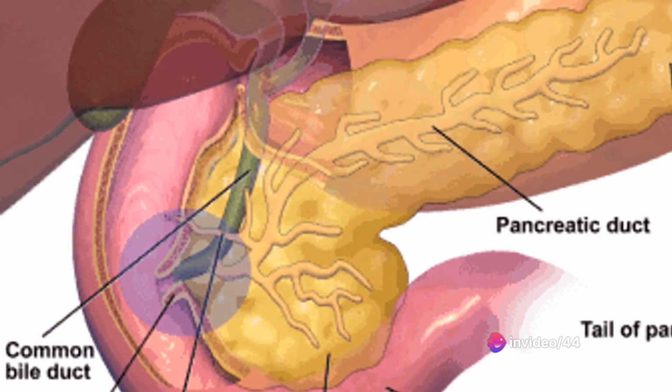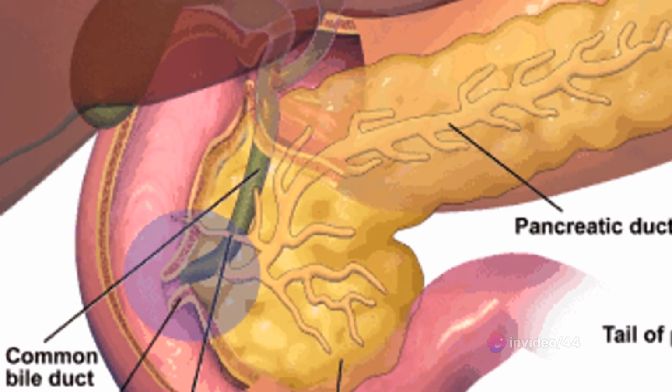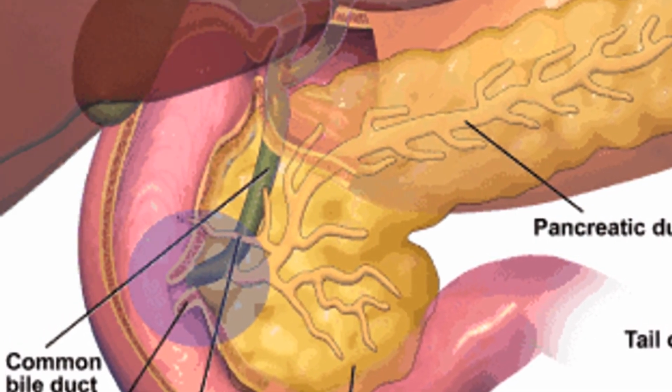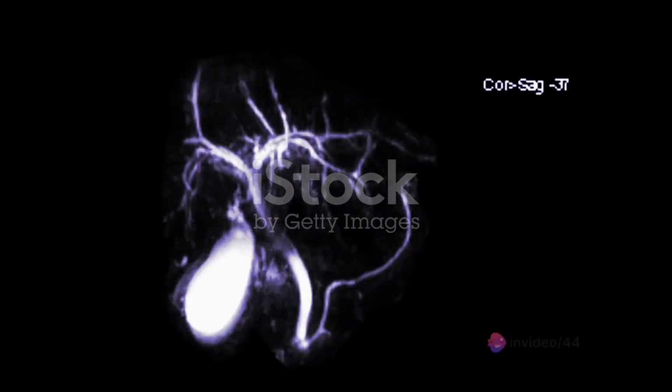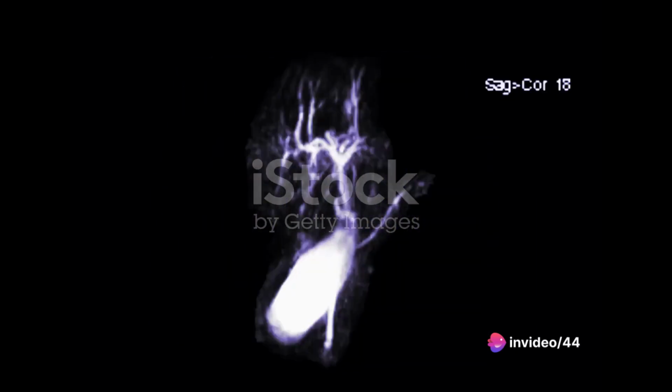Periampullary carcinoma is a rare type of cancer that arises from the cells of the ampulla of Vater. The ampulla of Vater is a small opening at the end of the common bile duct and the pancreatic duct. These two ducts carry bile and pancreatic juices from the liver and pancreas into the small intestine.